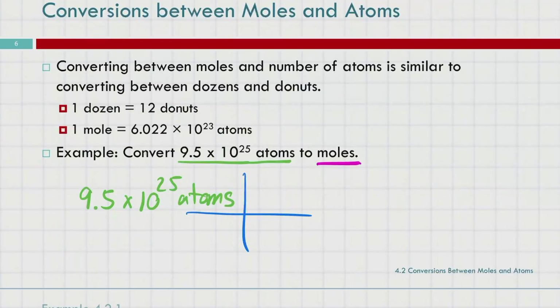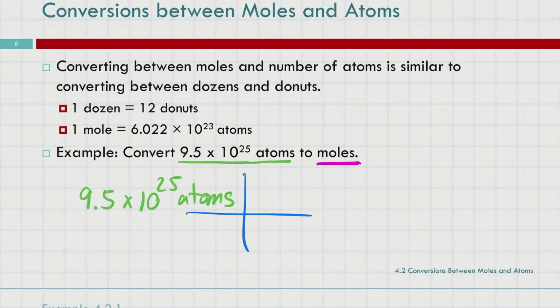So 9.5 times 10 to the 25 is a ridiculous number. This is a very obscenely large number. We don't want to make this more ridiculous. There's almost never going to be a situation where you're going to make that more ridiculous. We want to make it less ridiculous. So we're going to put Avogadro's number in the denominator.